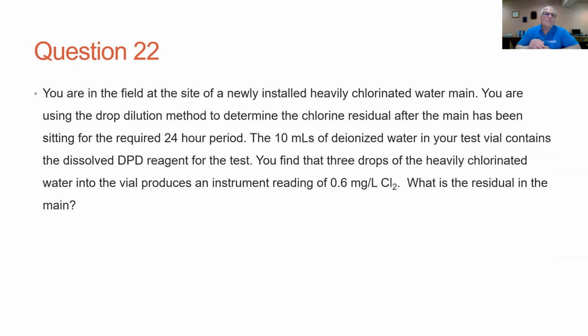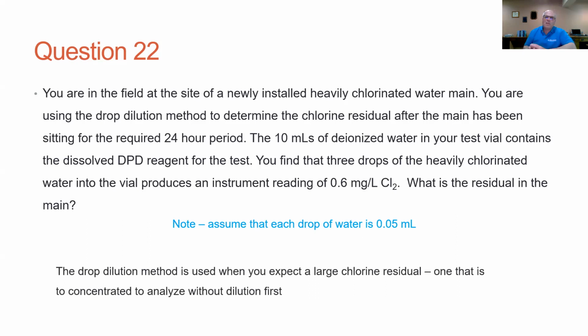Question number 22. Well, this is a good one. You're in the field at the site of a newly installed heavily chlorinated water main. You're using the drop dilution method to determine chlorine residual after the main has been sitting for the required 24 hours. So you take 10 milliliters of deionized water in your test vial, you dissolve the DPD reagent in it, you start putting drops of the heavily chlorinated water one by one into your vial. Then you see a color change. You decide to take a reading of it, and you get a 0.6 milligrams per liter chlorine residual after 3 drops. What is the residual in the main? You can assume that each drop of water is 0.05 milliliters.